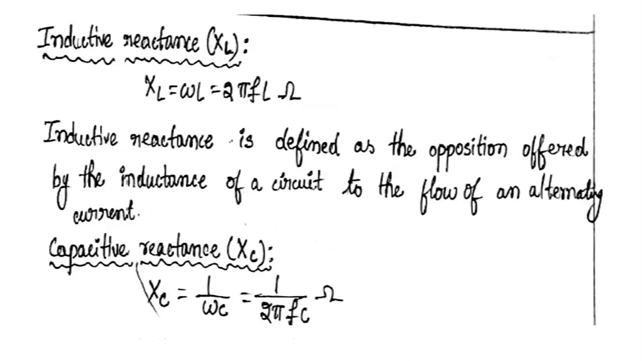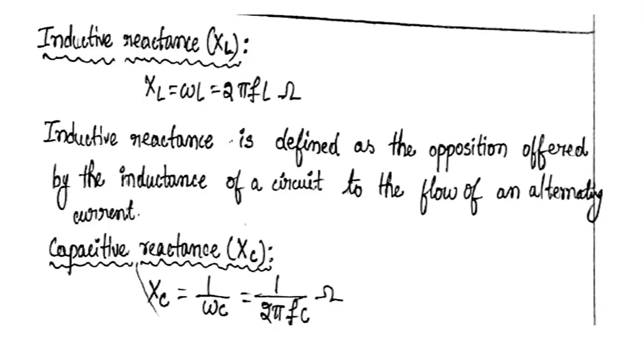Here we come across inductive reactance XL and capacitive reactance XC. XL is inductive reactance, XC is capacitive reactance. XL equals omega L equals 2 pi fL. Inductive reactance is defined as the opposition offered by the inductance of a circuit to the flow of an alternating current. Simply remember that it is in ohms.